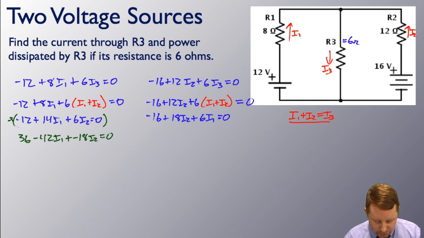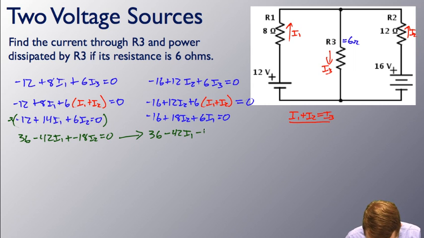All right, well, what I'm going to do now is slide that over here, and I'm going to add these equations together. So if I rewrite this over here, I have 36 minus 42 I1 minus 18 I2 equals 0. If I add these two equations together, both the left-hand and the right-hand side, I keep that equality.